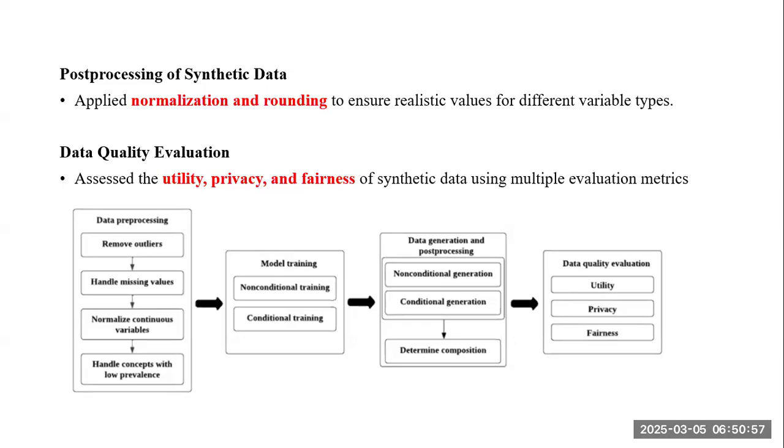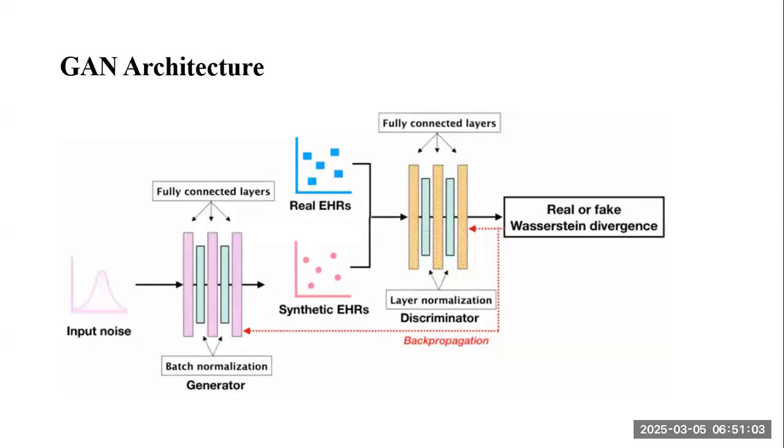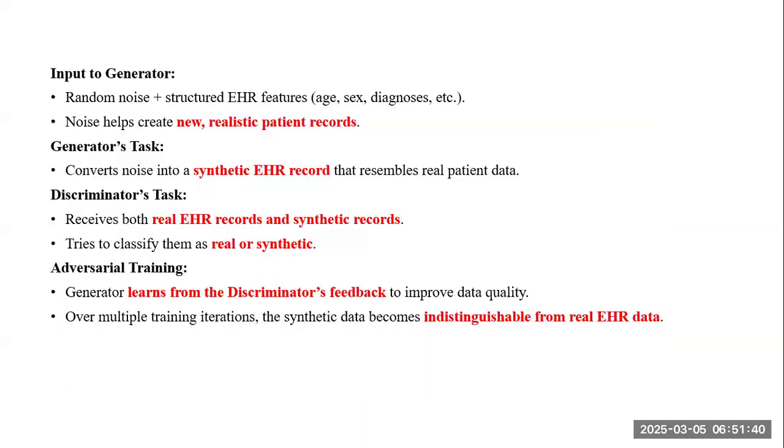For data quality evaluation, we have three aspects, and privacy is the most important factor here. So this is the GAN architecture. We have the input noise, and we have to give the data. From that we have the generator, and from the generator we get real EHR and synthetic EHR. Then the discriminator is connected; we have a generator and a discriminator in the GAN architecture. It will check whether the data is real or fake, and if not, it will go back and start the process again. So it's backpropagation.